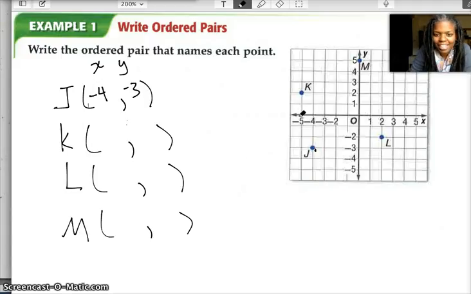We're going to move back along the x-axis so we can get right underneath K, and we're at -5. And to actually get to K, we'd have to go up to 2. So the ordered pair associated with K is (-5, 2).